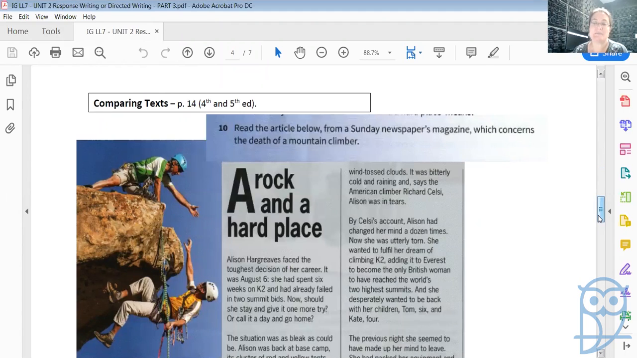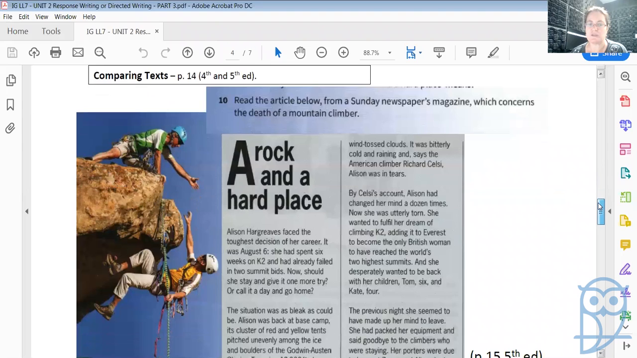Now, if you're looking at this magazine article, it's on page 14 in both the 4th and 5th editions of the textbook. Right? So if you have your textbooks and you want to annotate as we're going along, you are more than welcome to. I've just taken a short extract from the magazine article, and the question itself says, read the article below from a Sunday newspaper's magazine which concerns the death of a mountain climber.